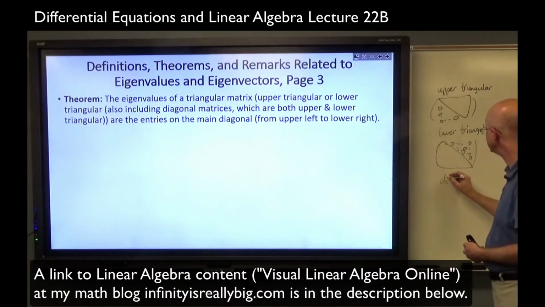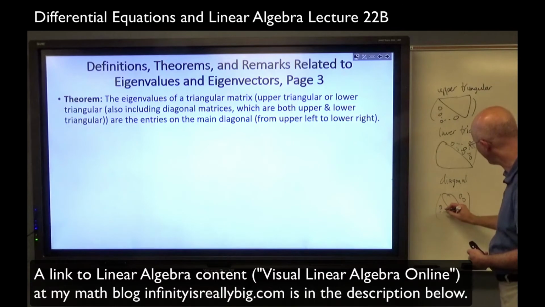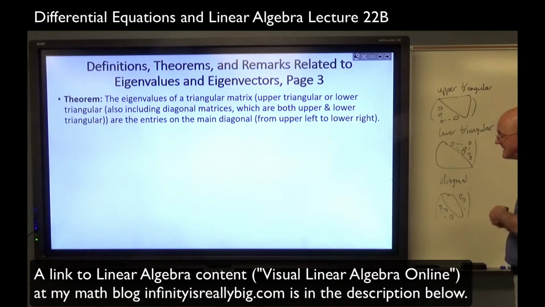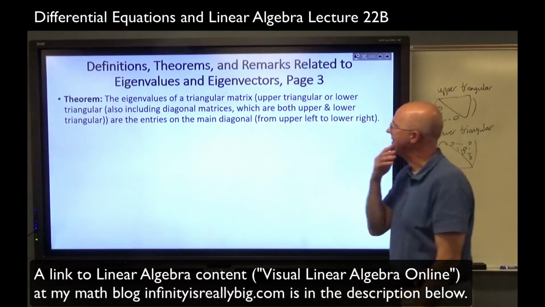And diagonal matrices are the ones that are both upper triangular and lower triangular. So your possibly non-zero numbers are on the main diagonal, and you've got zeros elsewhere. Sorry that I'm being kind of crazy with my zeros. You get the idea? Zeros elsewhere. The eigenvalues are the entries on the main diagonal.